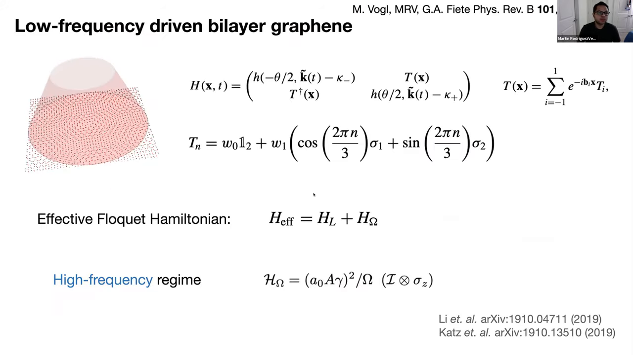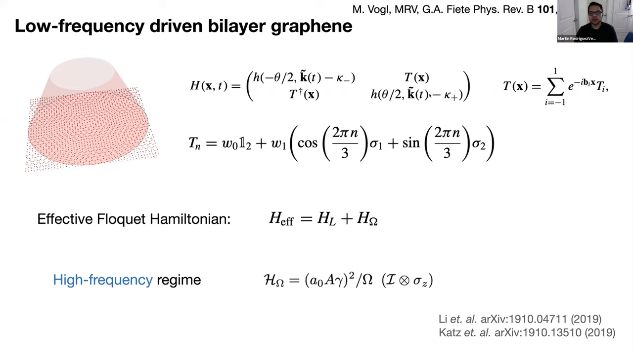So with this, I'm going to jump now into the topic of this conference, that is twisted moire systems. And we're going to consider first low frequency driven twisted bilayer graphene. And here I'm showing just a picture of the situation that I'm imagining. So basically, you send a laser normally incident to the sample. And to model this laser, you basically do minimal coupling, where the momentum goes to the momentum minus the time-dependent vector potential.